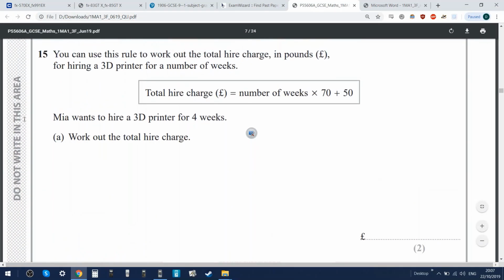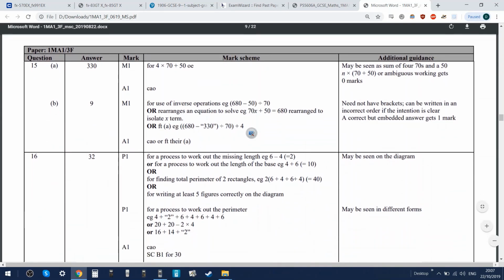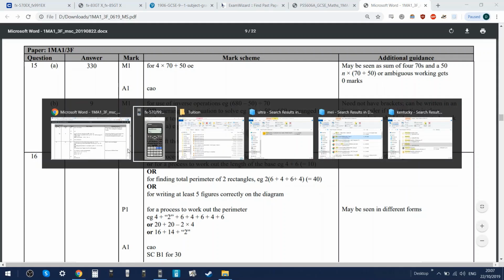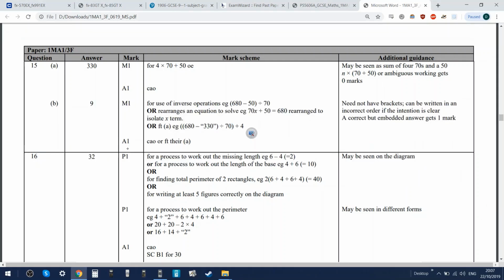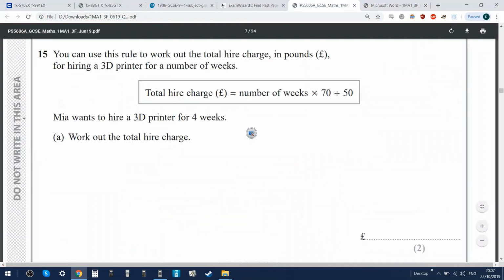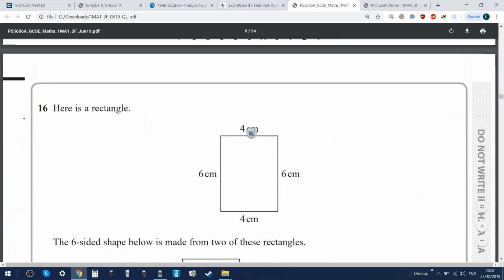What question is this? 15. We're getting so far. We've nearly finished. 330 and 9. That was 2 marks. That was 2 marks. That is 4 marks. Yes. I want to write that down so I don't forget. 4 marks. We're getting so many. I think I will win the prize.